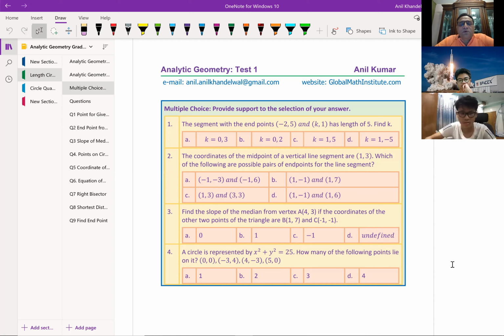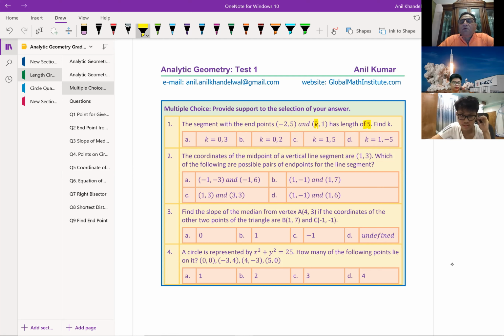Now, here are four questions for you. A segment with endpoints (-2, 5) and (k, 1) has a length of 5. Find the value of k. So in this question, we need to find the value of k. We are given the length, so the length formula can help us to find this out. Four choices are given to you.